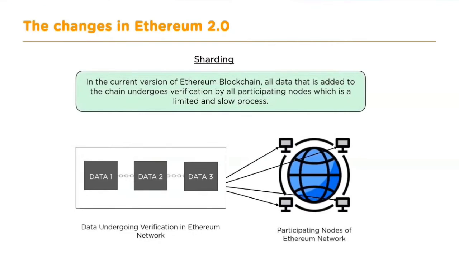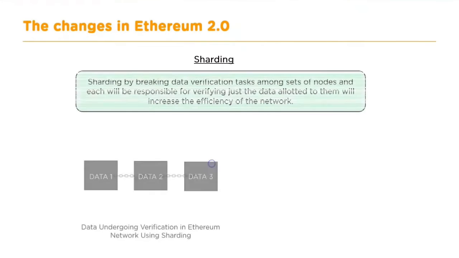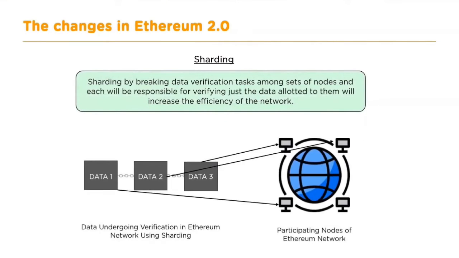Sharding is a process that intends to enhance Ethereum's efficiency and ability to scale. In the current version of Ethereum blockchain, all data that is added to the chain undergoes verification by all participating nodes. That means that the speed of its slowest participant limits the processing speed of the entire network. Sharding will increase the efficiency of the network resources by breaking data verification tasks among its set of nodes, and each of them will be responsible for validating and verifying just the data allotted to them. This will increase the network's overall capacity and make it much faster and efficient than its outdated version.